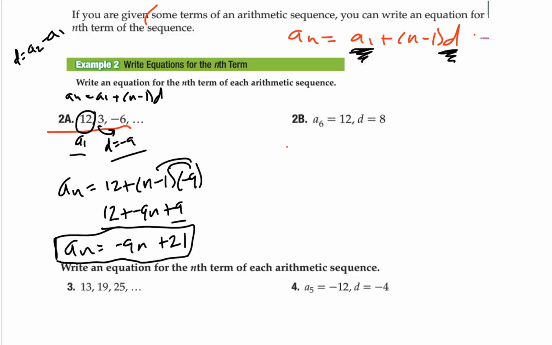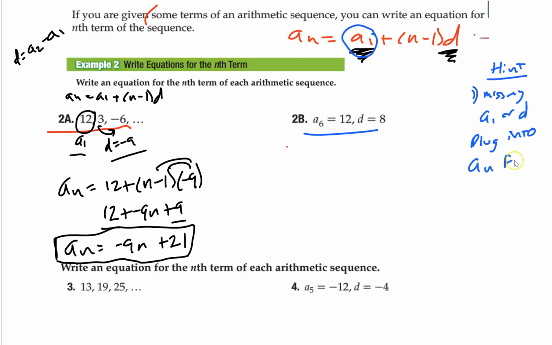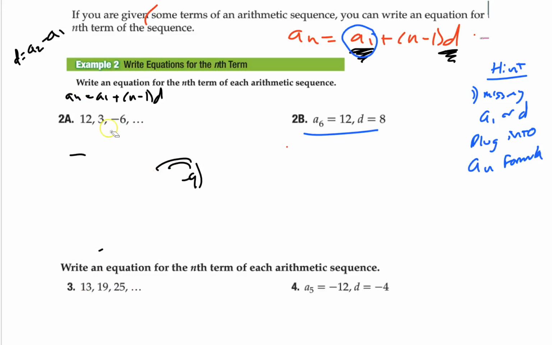How about a harder one? Like this. Now remember, this is my formula. Notice what's missing? a1. So here's a hint. Anytime you're missing a1 or the common difference d, plug into the basic a_n formula. Let me show you what I'm talking about. First, let me erase this because I need a little space.